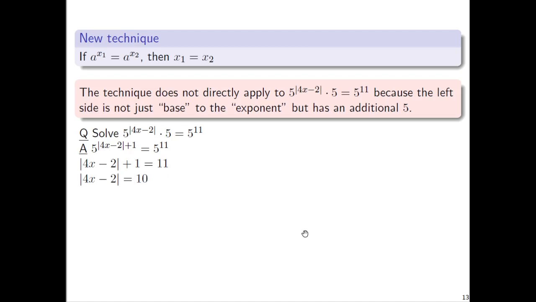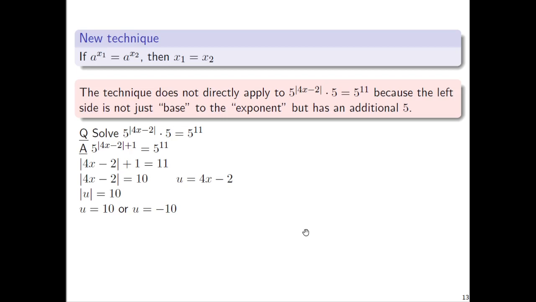Now, let's subtract 1 on both sides. Now we have an absolute value equation. It will help if we substitute the contents inside the absolute value. So let's have u is equal to 4x minus 2 so that our problem turns into absolute value of u is equal to 10. There are two solutions for u. So u equals 10 or u equals negative 10.